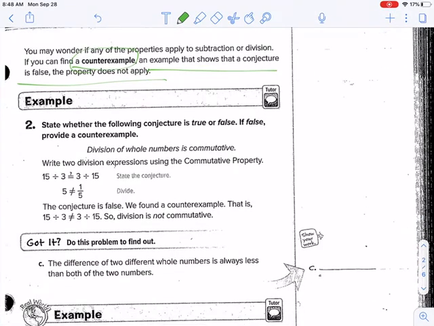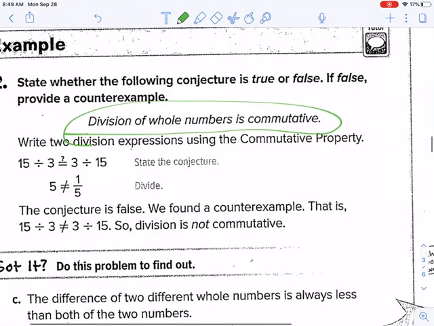So in number 2 here, it says division of whole numbers is commutative. Remember, commutative is our one that we can flip-flop and get the same answer. But notice for division here, 15 divided by 3 is 5. But when you do 3 divided by 15, you get 1/5. So this is the counterexample right here. It's proving that it's false.